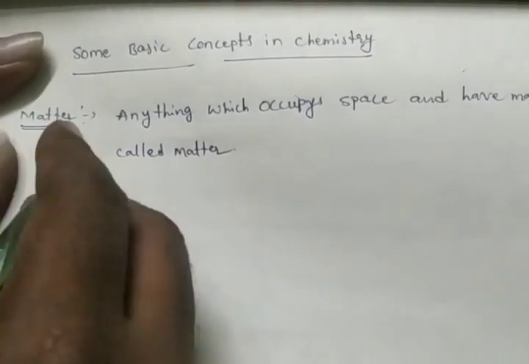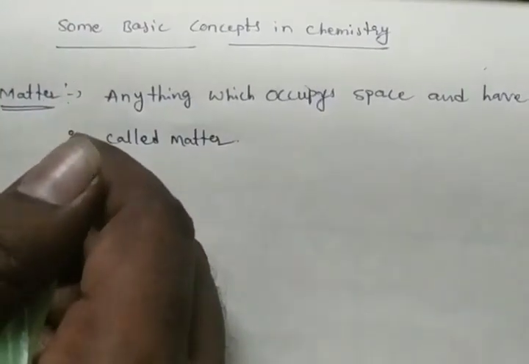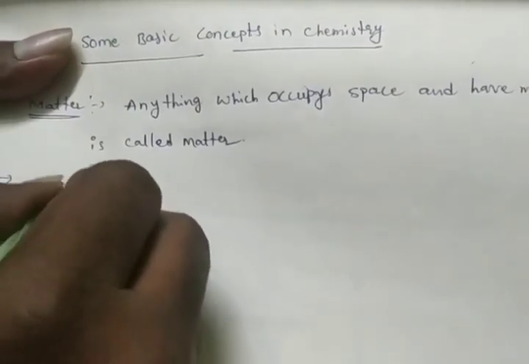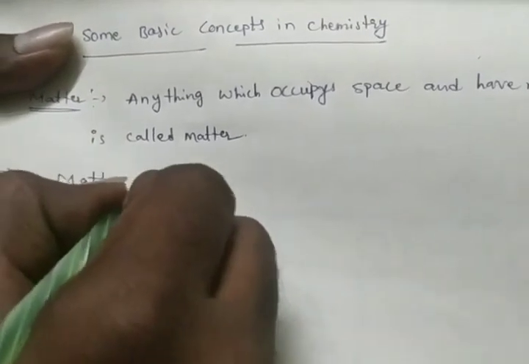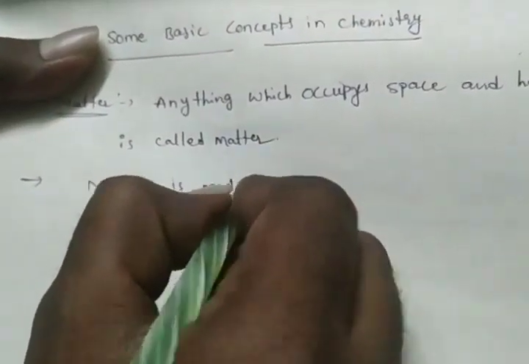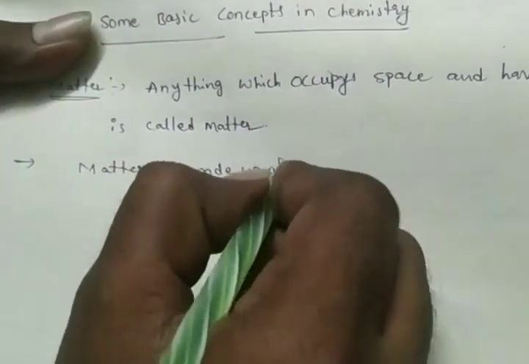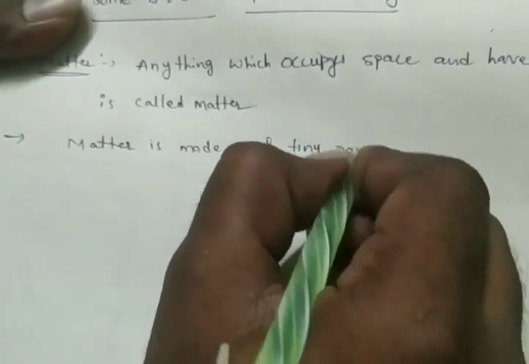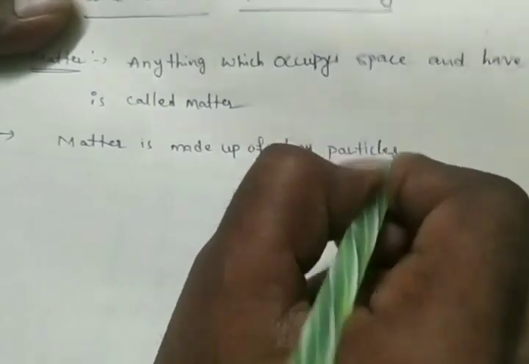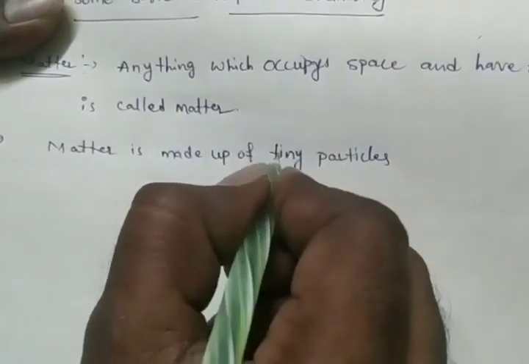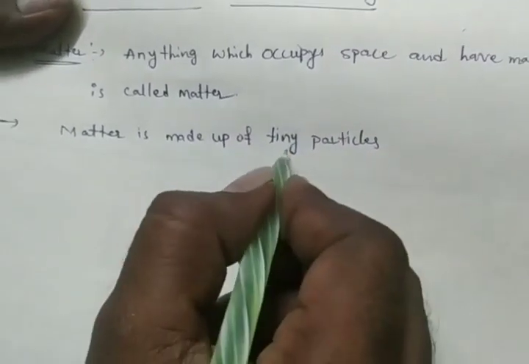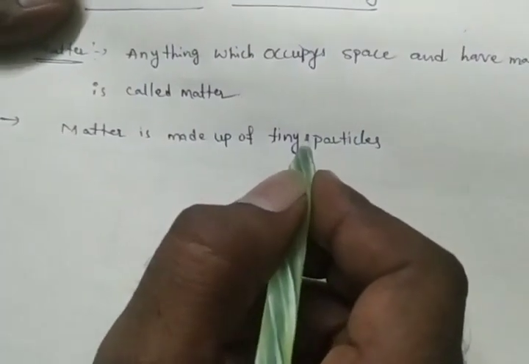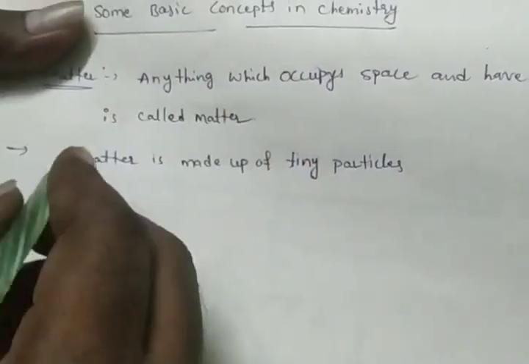So the next point is, matter is made up of tiny particles. What is the meaning of tiny particles? Tiny particles means very, very small particles.